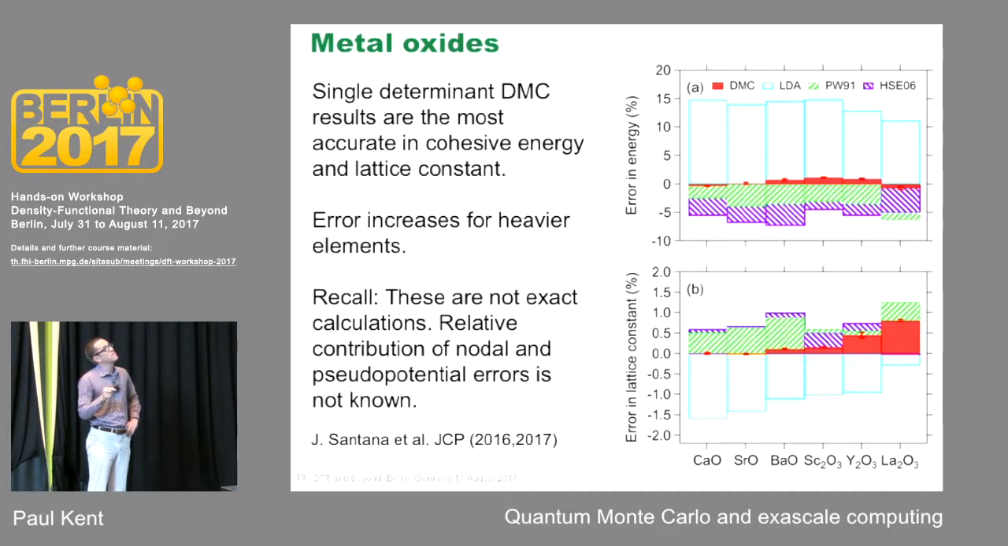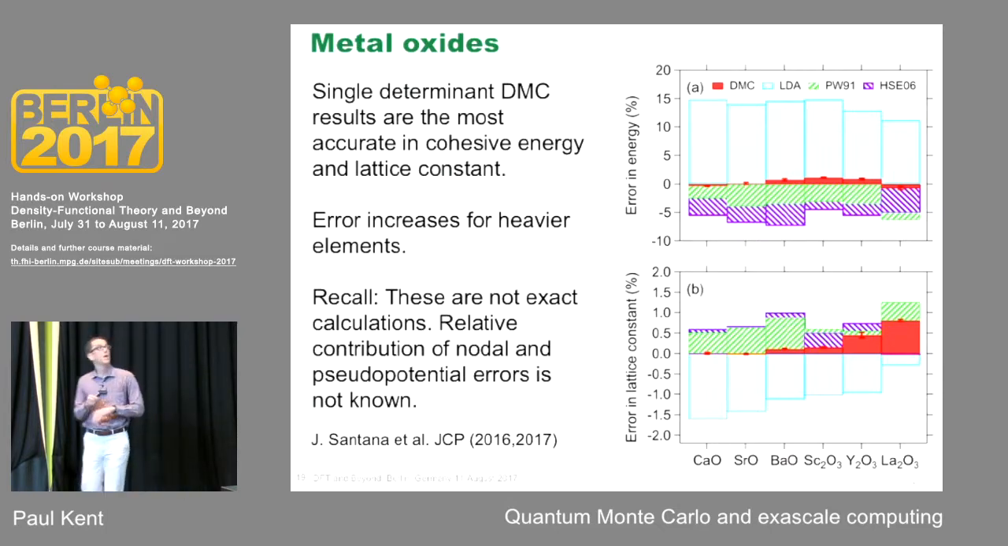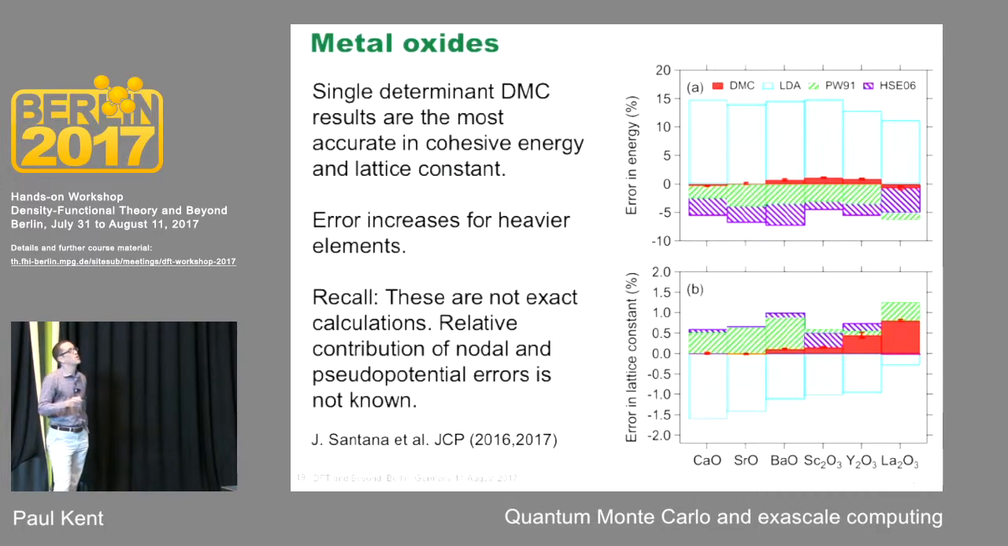So we see that the diffusion Monte Carlo, which of course is not exact, there's a number of approximations still going on here, is within about a percent of experiment, with the provisos about comparing to the right experiments, of course. When we look at the lattice constant, we see actually we're very good for the lighter systems, but something seems to be going on here, and we're about a percent off or so in the lattice constant.